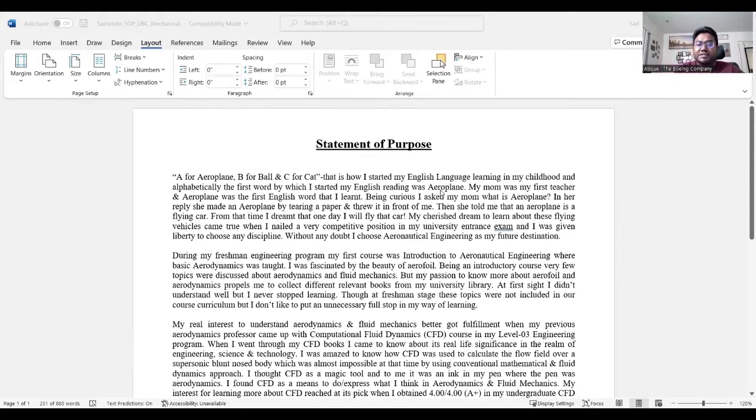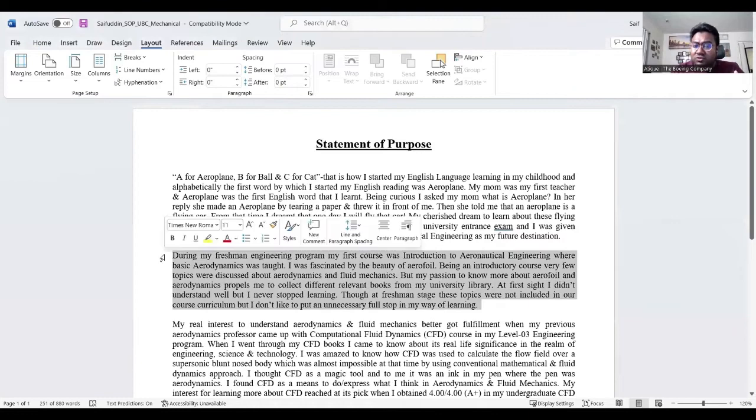So let's now discuss. During his freshman engineering program, when he started his journey at the university, because he chose the aeronautical engineering program, there was a course called Introduction to Aeronautical Engineering, where he studied basic aerodynamics. Aerodynamics is the science which describes how the airplane flies. He was very fascinated by this subject, but he said that because it was a very beginning or initial level course, not most of the topics were discussed.